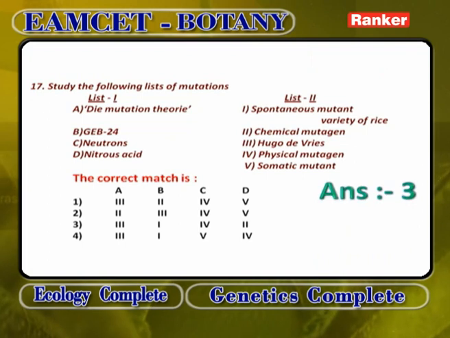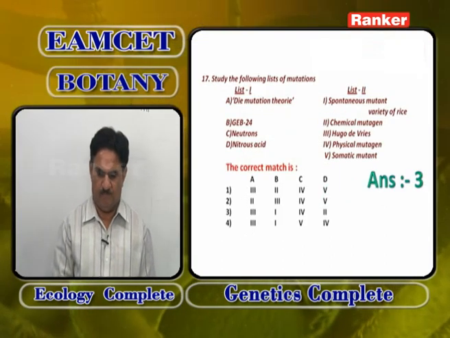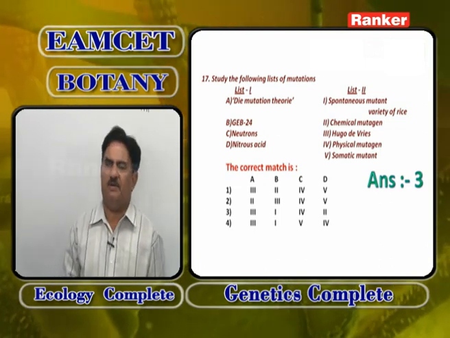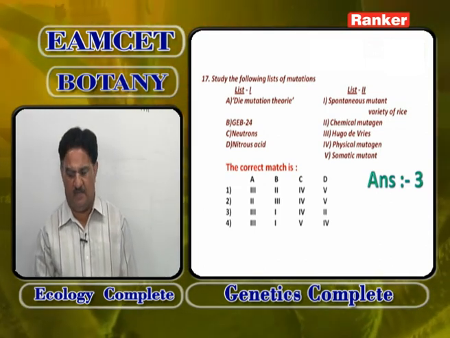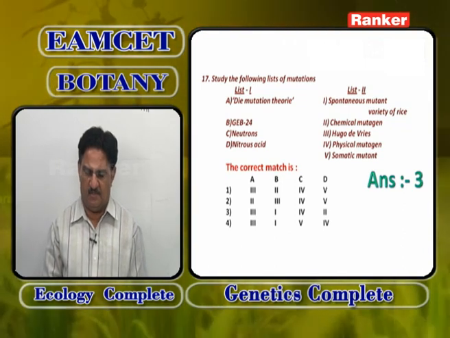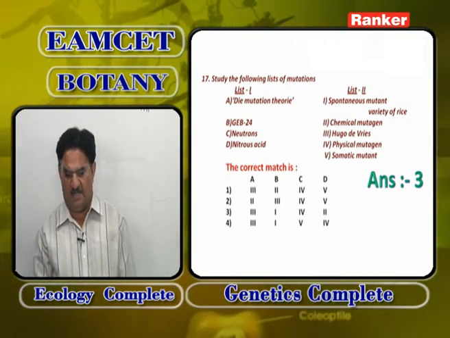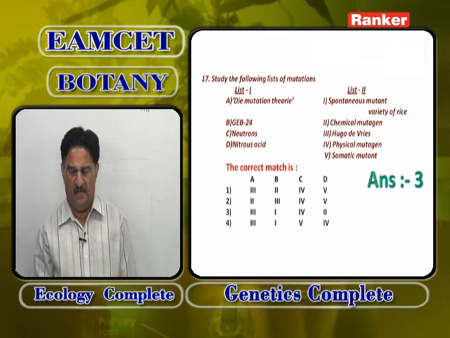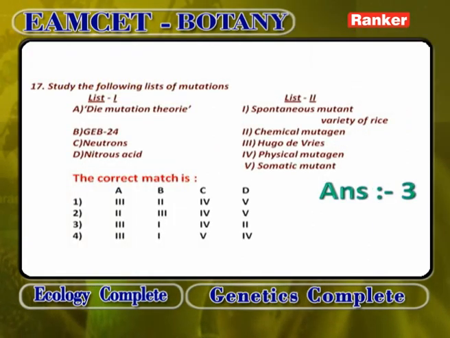Another matching. Dimutation theory, GEB24, neutrons, nitrous acid. Spontaneous mutant variety of rice, chemical mutagen, Hugo de Vries, physical mutagen, somatic mutant. Answer is 3. A3. Dimutation theory was written by Hugo de Vries. B1. GEB24 is a spontaneous mutant variety of rice. C4. Neutrons, physical mutagens. Neutrons are physical mutagens. And D2. Nitrous acid is a chemical mutagen.